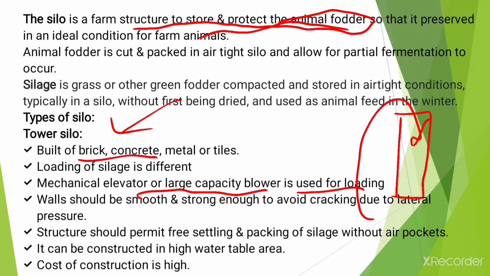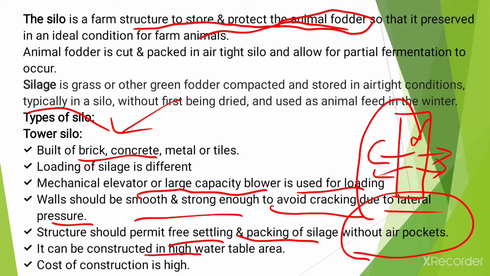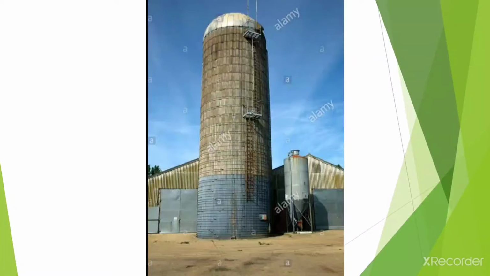Walls should be smooth and strong enough to avoid cracking due to the lateral pressure of the fodder kept in the silo, and the structure should permit the free settling and packing of the silage without air pockets. It can be constructed in a high water table area also, and the cost of construction is high for the tower silo. This is the image of a tower silo.